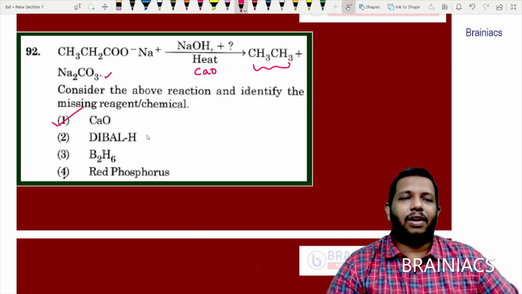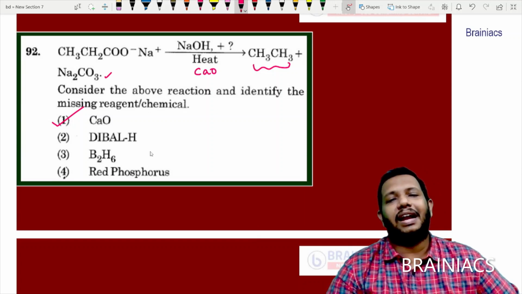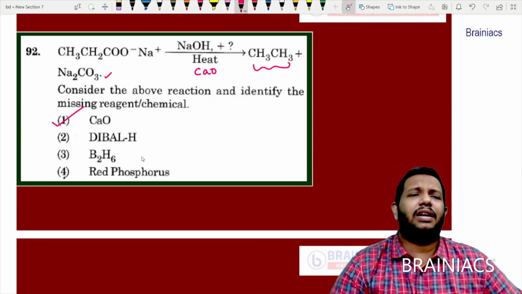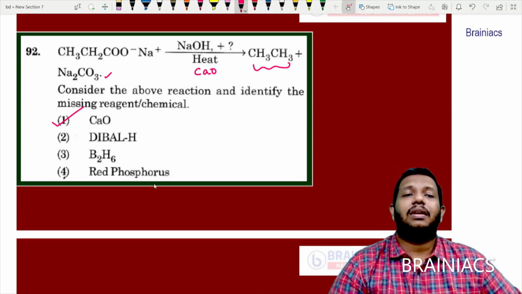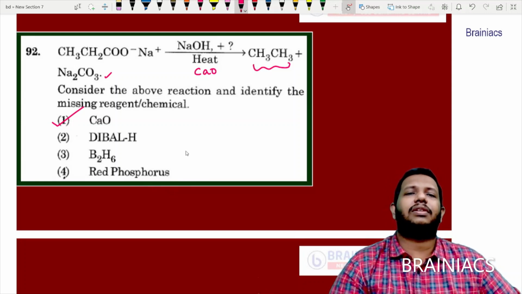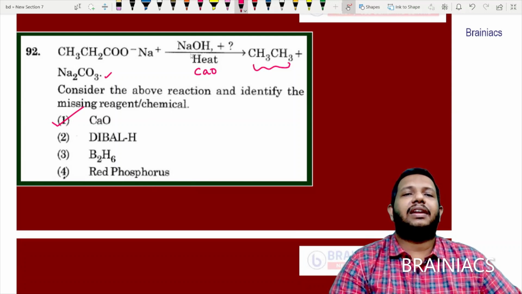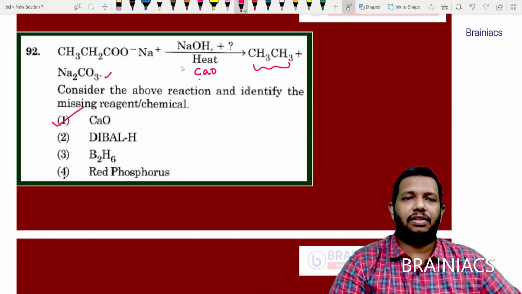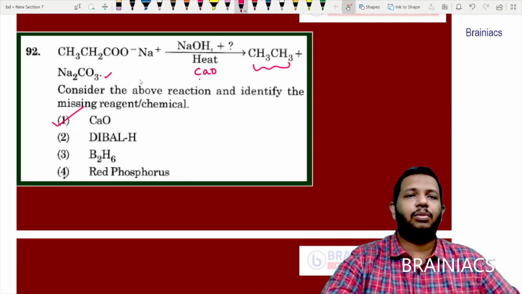And you remember what is DIBAL-H, diisobutyl aluminum hydride. All these things we are learning in aldehydes and ketones. Nothing to do here. Diborane, red phosphorus. We know red phosphorus is used in HVZ reactions. Correct. Here it's a direct question. Soda lime decarboxylation. And here NaOH is present, and calcium oxide needs to be present along with this one for this decarboxylation to happen.